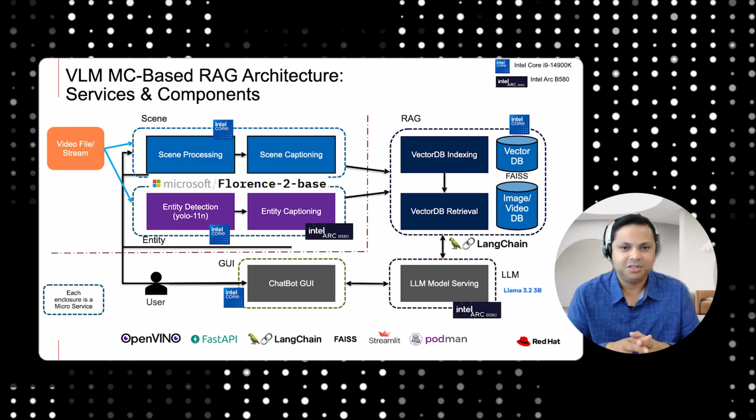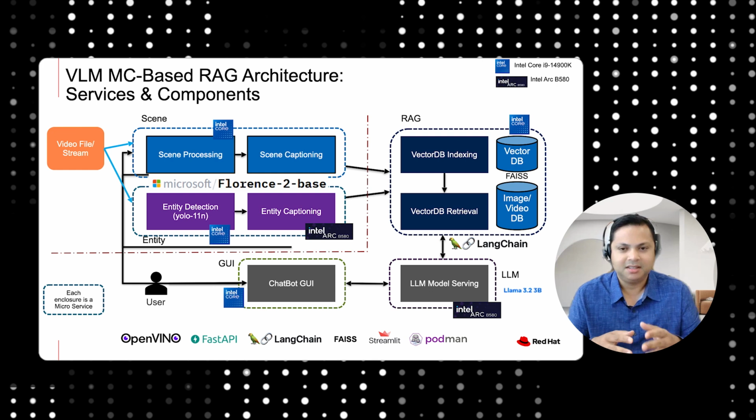Coming to the architecture of this demo, it consists of 5 microservices. The AI models are optimized using OpenVINO, running as Podman containers, and are offloaded to either the Intel CPU or the Intel Arc discrete GPU. The Florence 2 base VLM generative AI model is used for scene processing and image captioning. The YOLO 11N model does the entity detection, which finds the objects in the video.